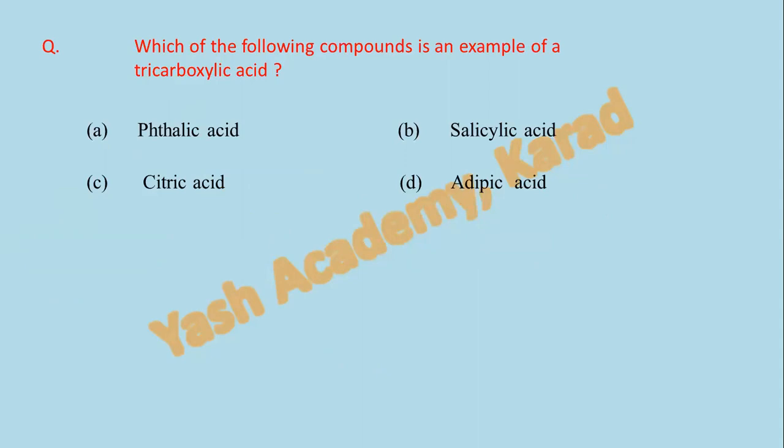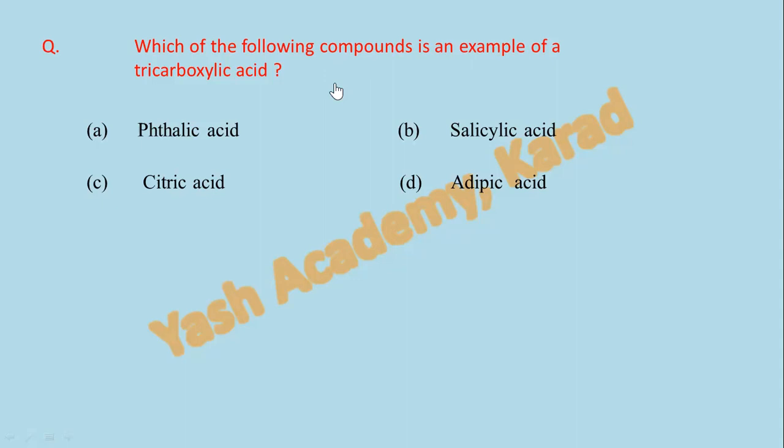Now, this is the first question for you. Which of the following compounds is an example of a tricarboxylic acid? Before discussing these multiple choice questions, dear students, first focus on the stem, what is given and what is asked, and then go to the options and select the correct option from the given options. Okay. Now read once again, which of the following compounds is an example of a tricarboxylic acid?